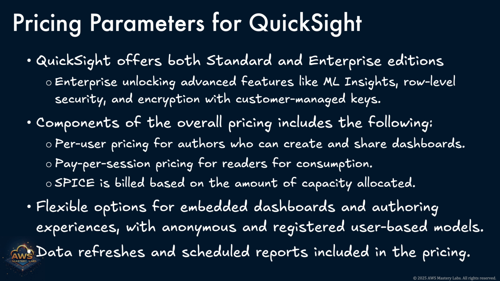In terms of user roles, QuickSight distinguishes between authors and readers. Authors are the power users. They can create, publish, and share dashboards, manage datasets, and set up scheduled reports. They're billed on a monthly per-user basis, with discounted rates for higher usage tiers in the Enterprise Edition.